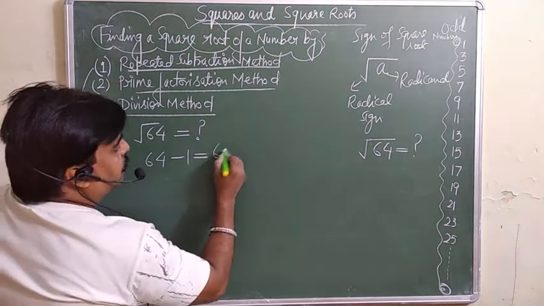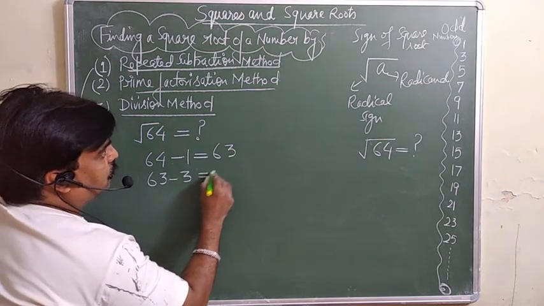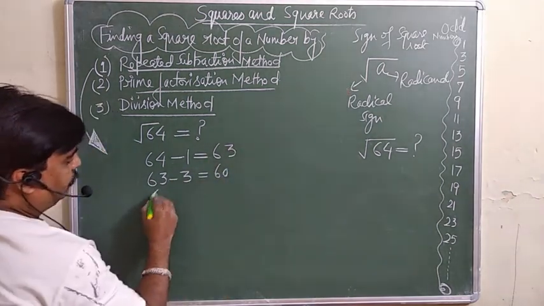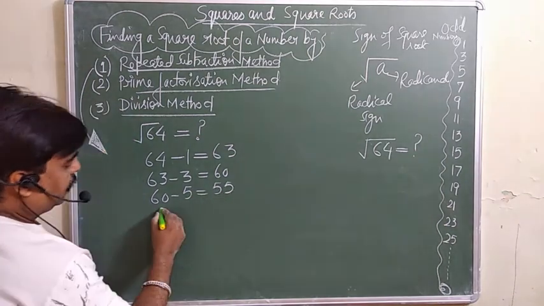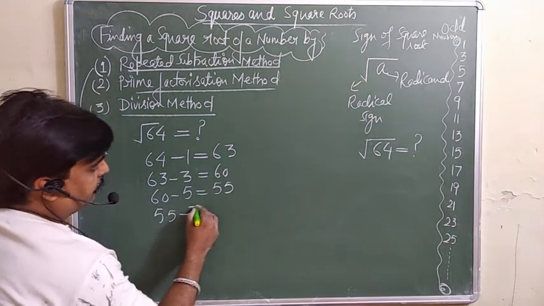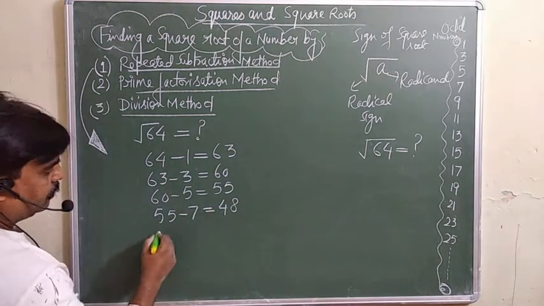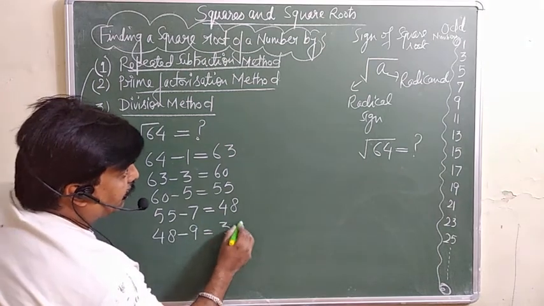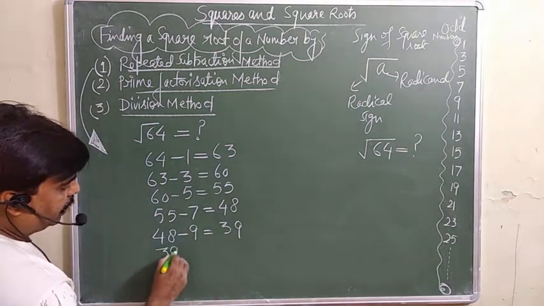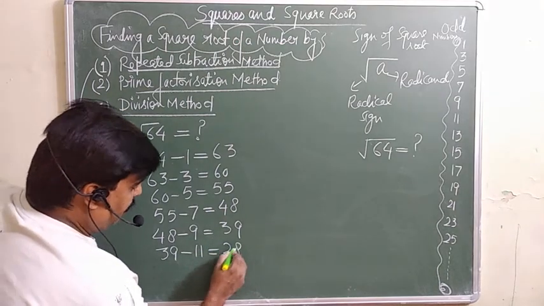64 minus 1, that is 63. Then 63 minus 3 is 60. Then 5, 60 minus 5, 55. Then from 55, we will subtract 7. So that is, you will get 48. Then from 48, we will subtract 9. That is 39. Then we will subtract 39 minus 11. That you will get 28.